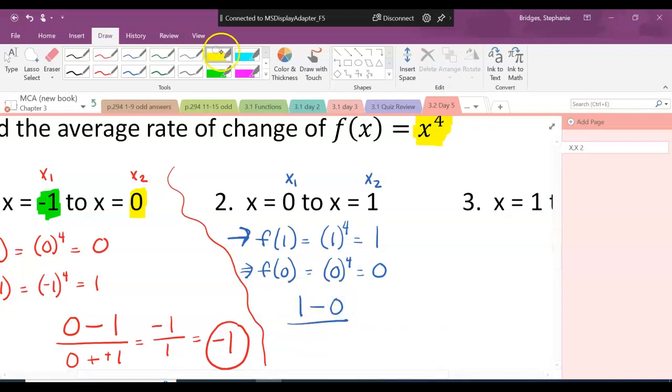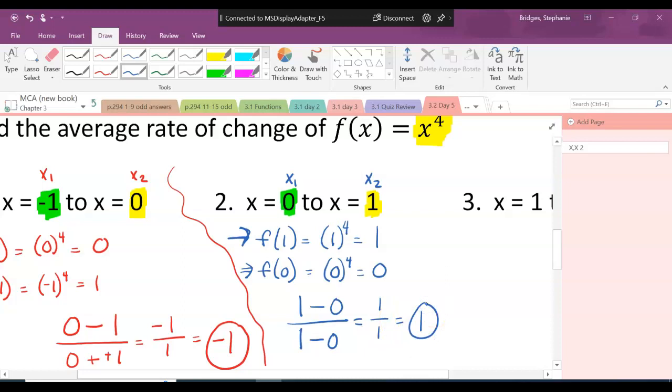And then over my first x, which I'm calling x2, the one I did first, that's what I mean by first, minus the one I did second, which was 0. What's 1 minus 0? And again is 1, and 1 over 1 reduces to be 1.